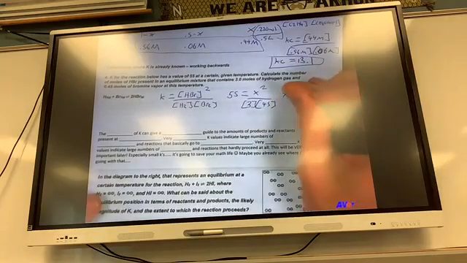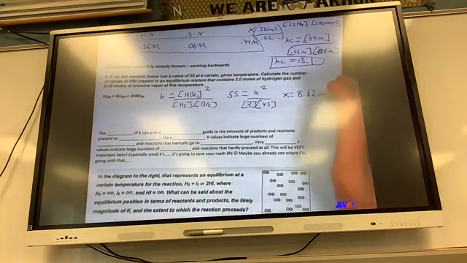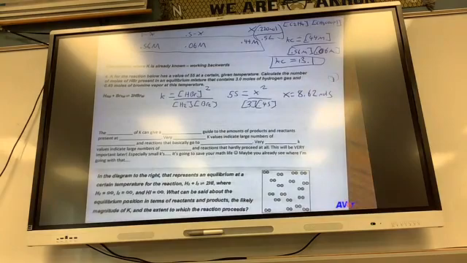What'd you guys get? 8.62. 8.62. All right, moles. There'd be units on this. There'd be units on that because I'm solving for an individual thing. All right, the magnitude.